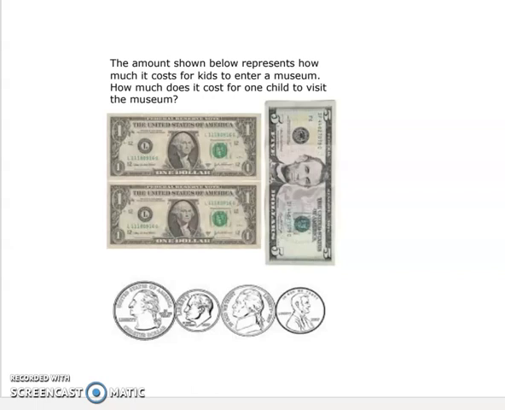So let's look at this problem. It says the amount shown below represents how much it costs for kids to enter a museum. So that means how much does it cost? They're trying to figure out how much it costs for you to be able to go into the museum and look at all the awesome things.